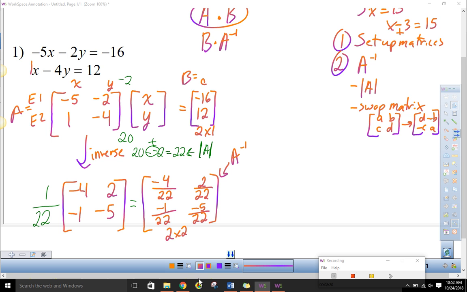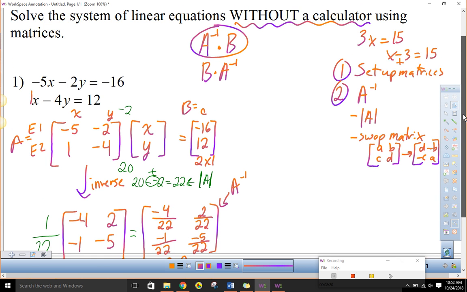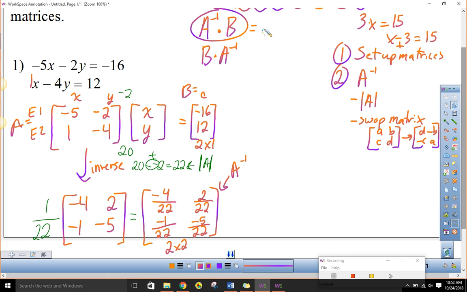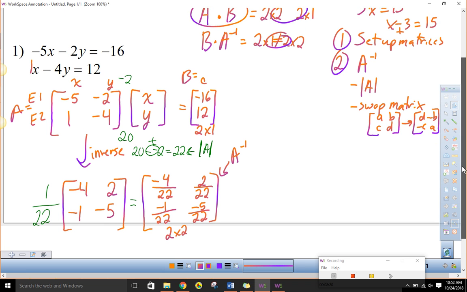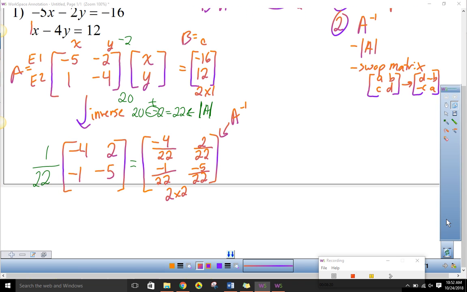Do you need me to write it down? Tell me if you need me to write stuff down. Let's check it out. This guy, A here is a 2 by 2, B is a 2 by 1. So those middle numbers match up for multiplication, right? If I did it in this order, I'd have a 2 by 1 and a 2 by 2. That would not work. Does that make sense? Yeah? So it's your only option. Okay? Alright. So now I have to take that guy and multiply it by my B.